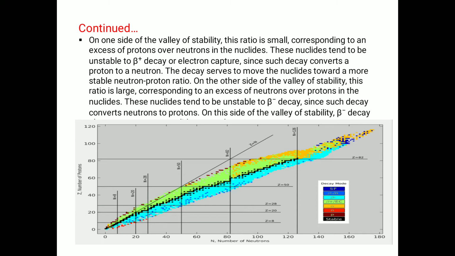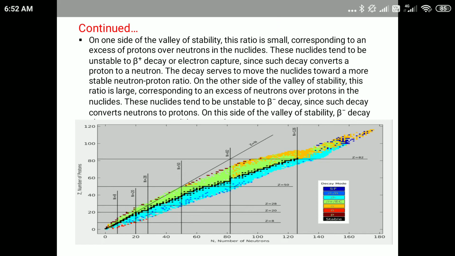On the other side of the valley of stability, this ratio is large. Okay, means what? Neutron to proton ratio is large, means that there is a large number of neutrons. These nuclides tend to be unstable to beta minus decay. Such decay converts neutrons to protons on this side of the valley of stability, beta minus decay.